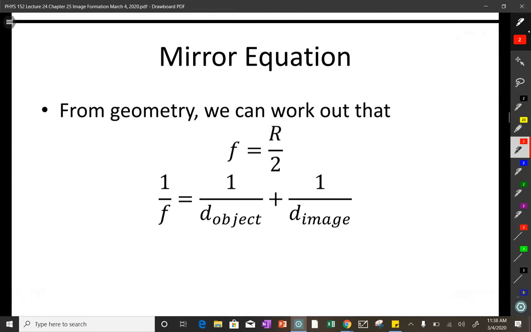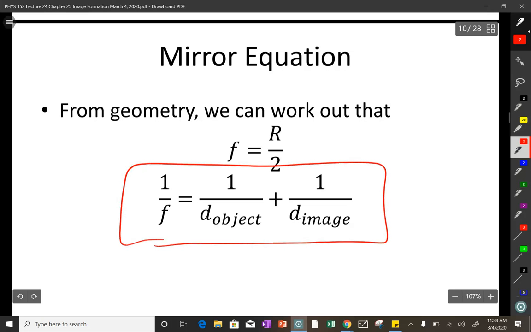The mirror equation. This is an equation that we get from geometry that we can use to find where the image is if we know where the object is, where the mirror is, and what the radius of the mirror is. So first we have the equation that David reminded us of. The focal length is radius divided by 2. And then we have this equation here. 1 over the focal length equals 1 over distance object plus 1 over distance image.